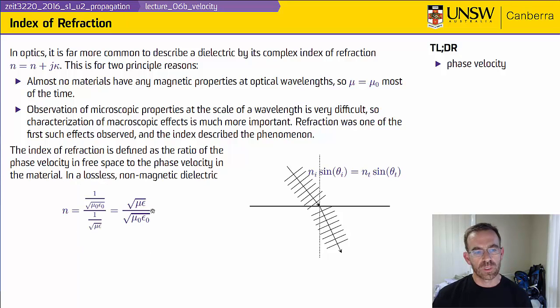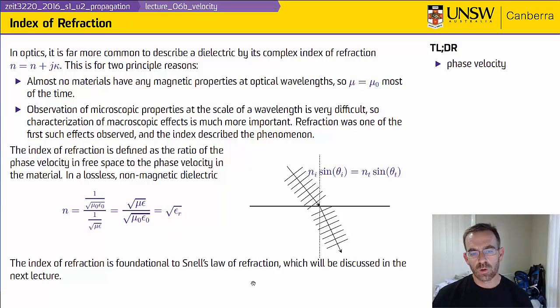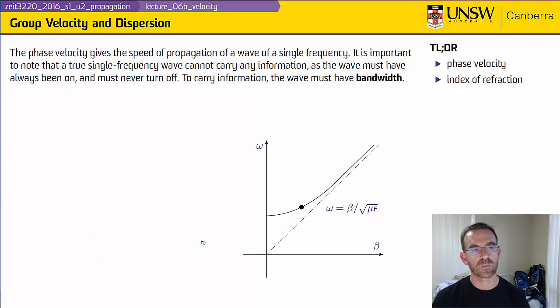For general materials, the index of refraction is given by this ratio, and for non-magnetic materials, it's the square root of epsilon over epsilon naught, or square root of epsilon sub r when we're dealing with non-magnetic materials. And we'll talk about Snell's law in the next lecture.